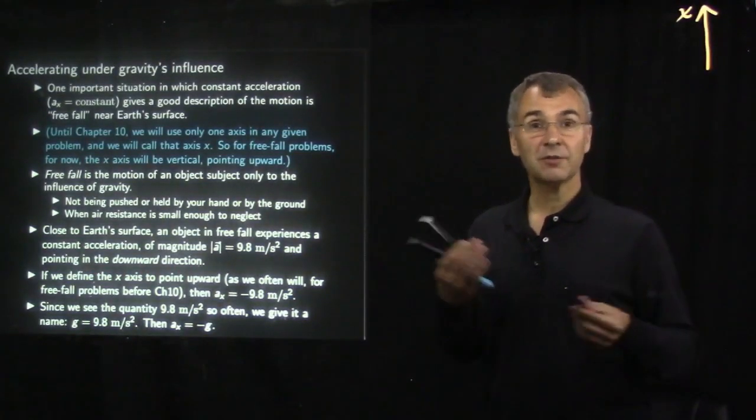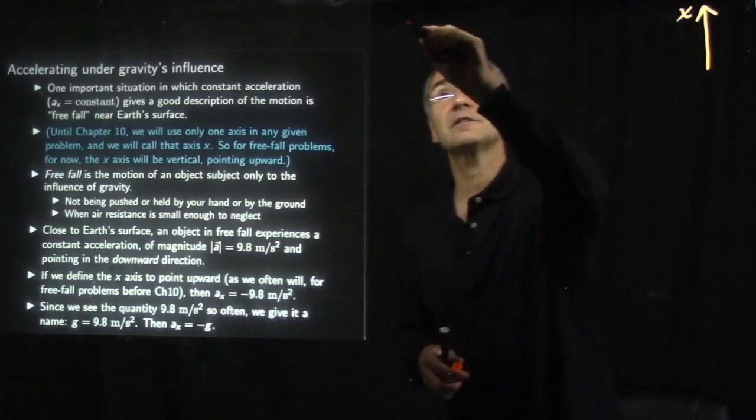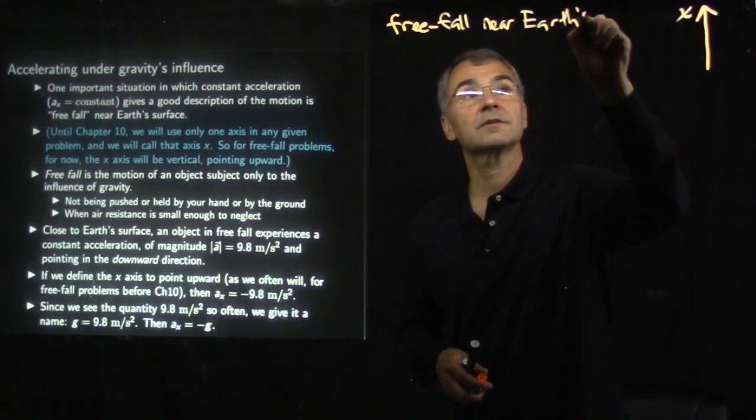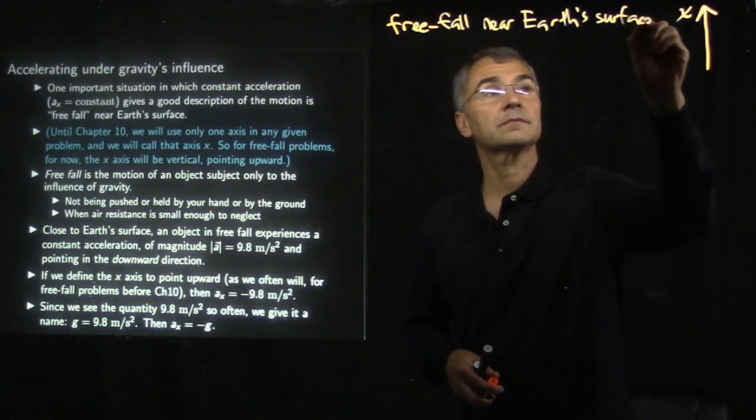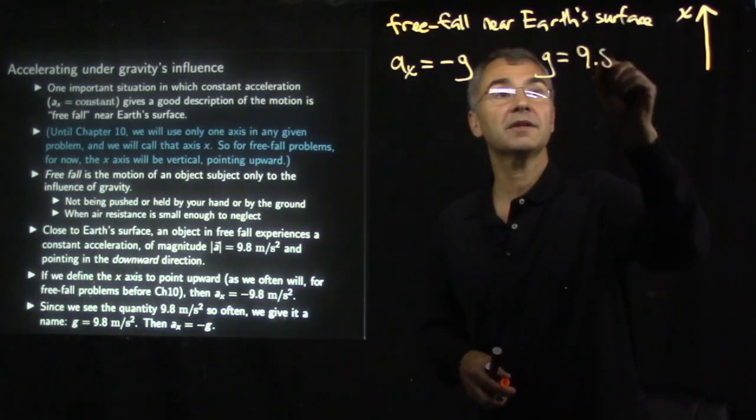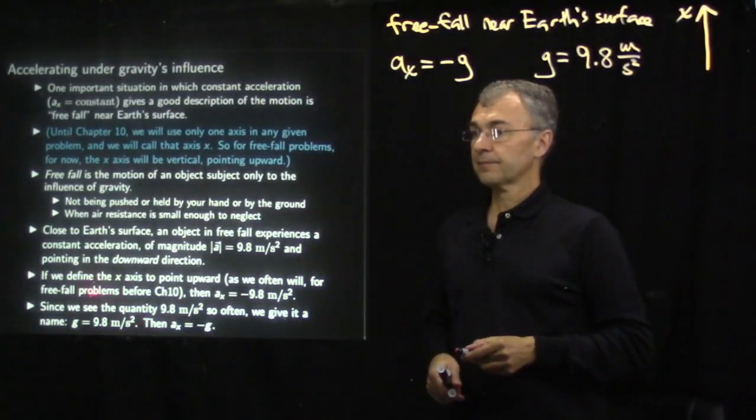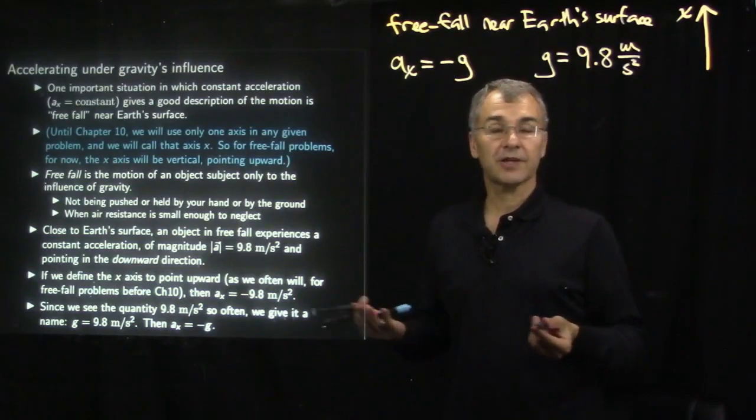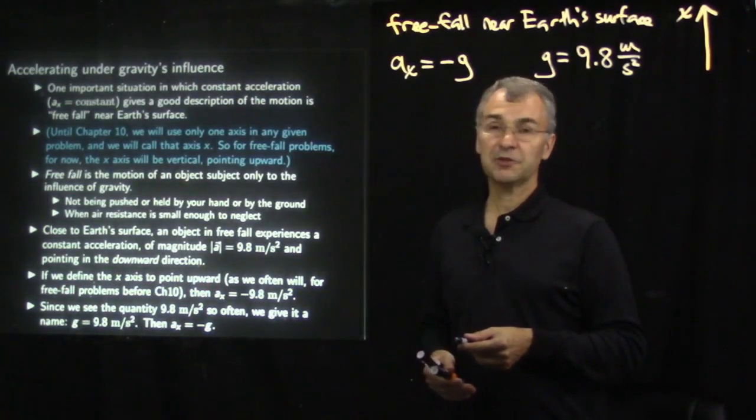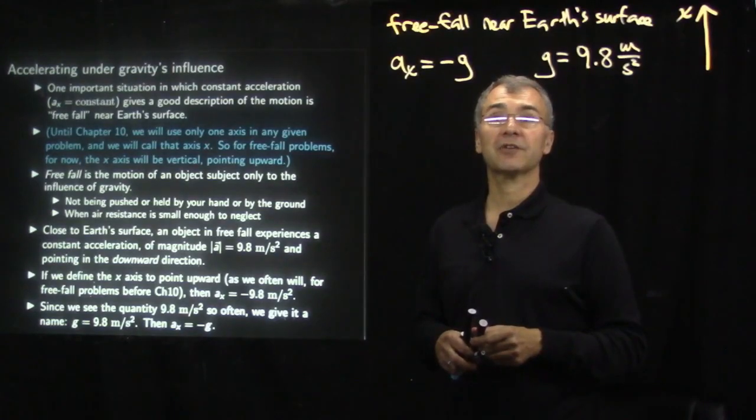Now, to avoid saying 9.8 meters per second squared over and over again, we give this a name. So we say this is free fall near Earth's surface. We have a sub x is minus g, where little g is 9.8 meters per second squared. Because it's negative, the acceleration points in the downward direction, which I think makes sense. So again, if we define the x-axis to point upward, as we often will for free fall problems until we get to chapter 10, then a sub x is minus 9.8 meters per second squared.